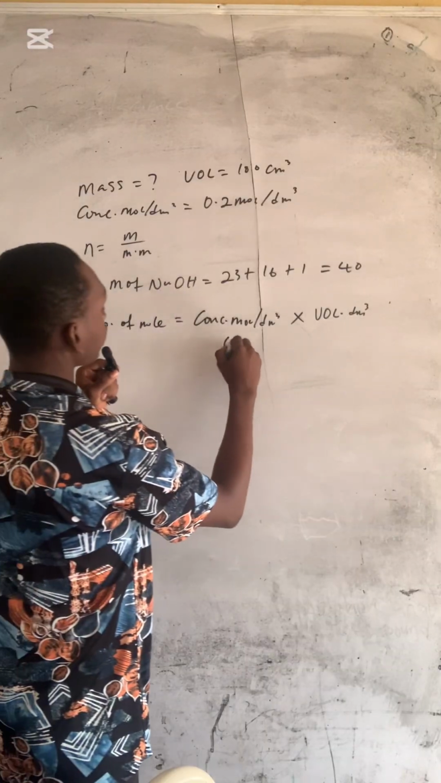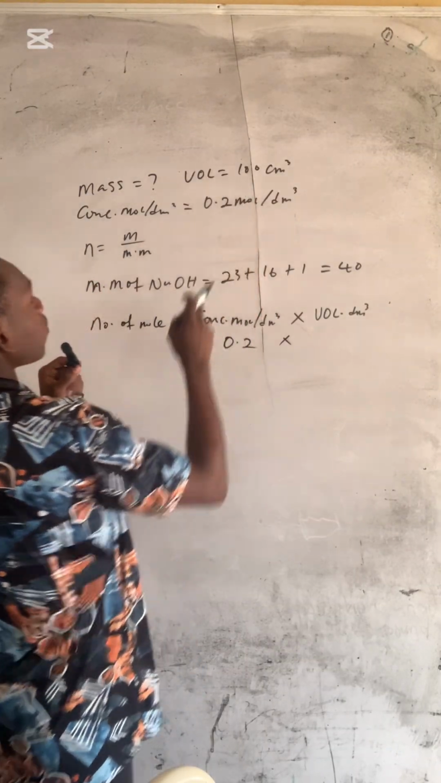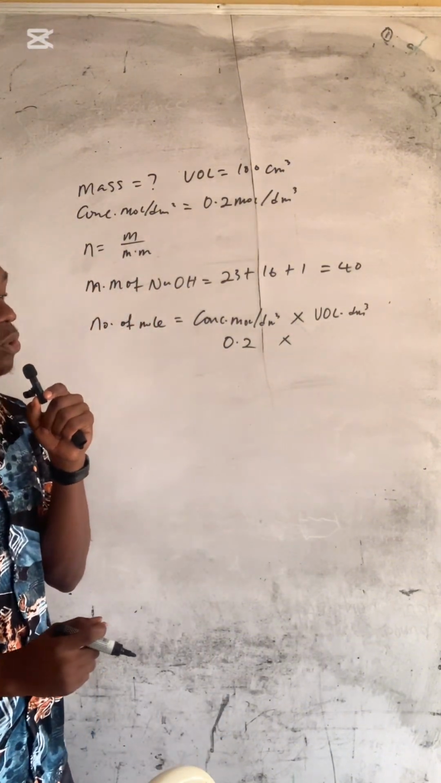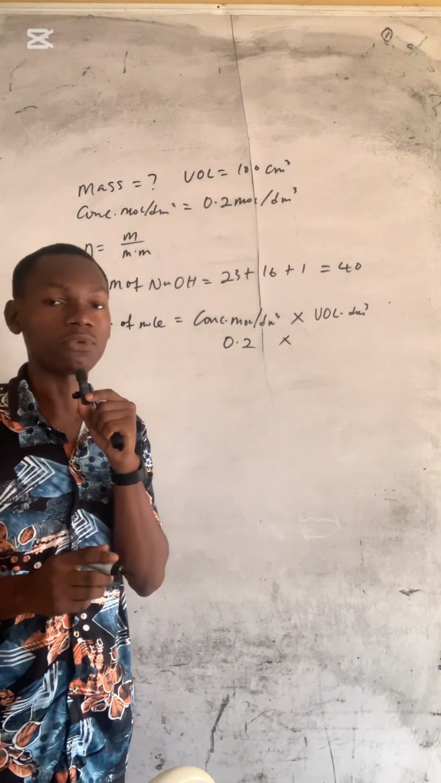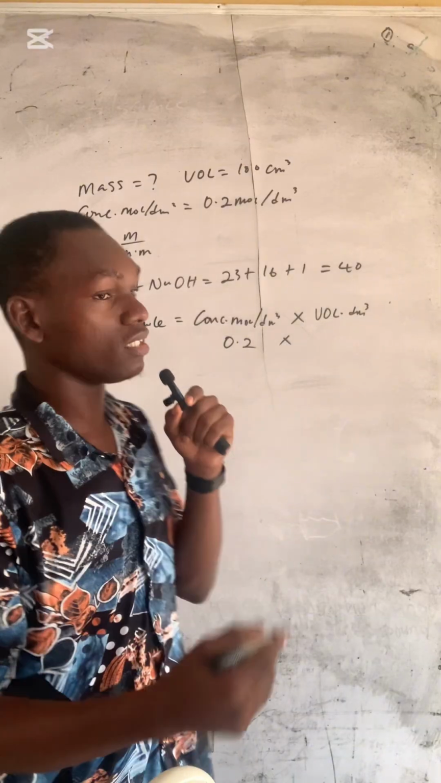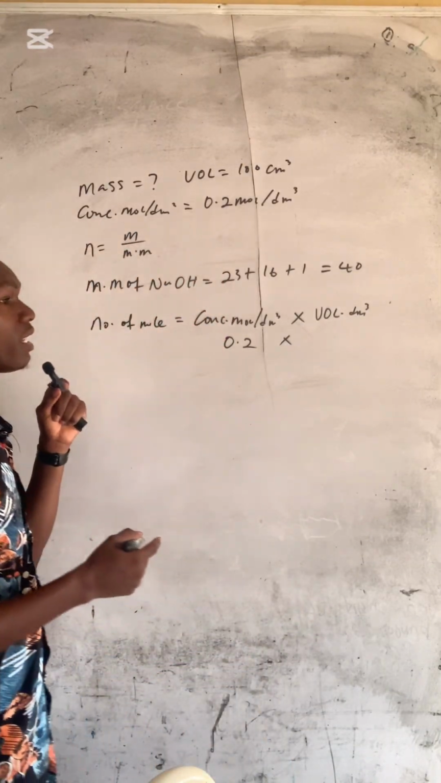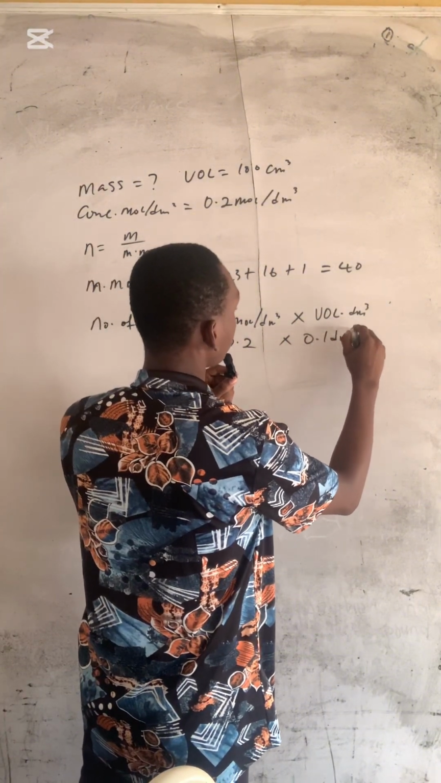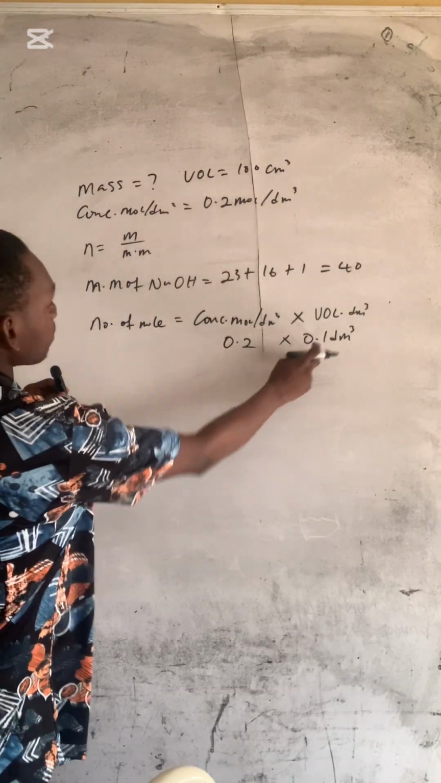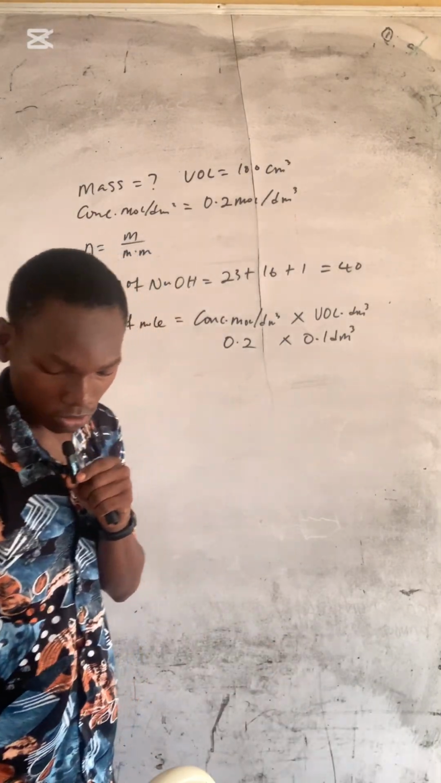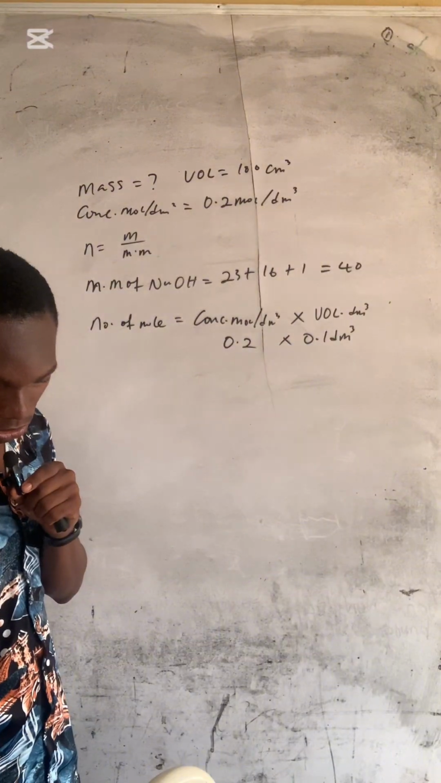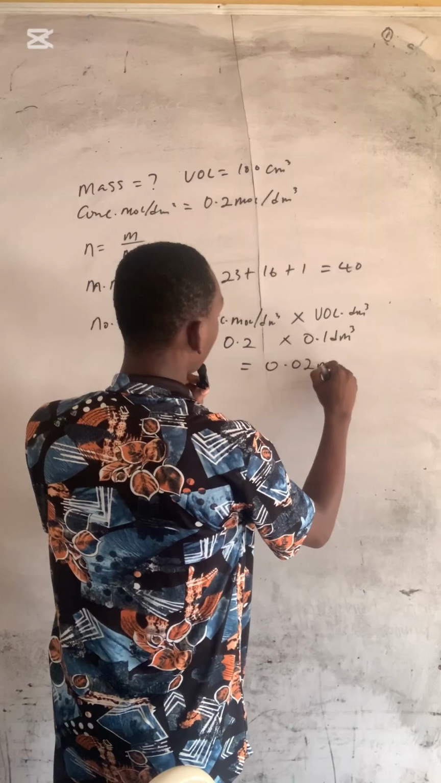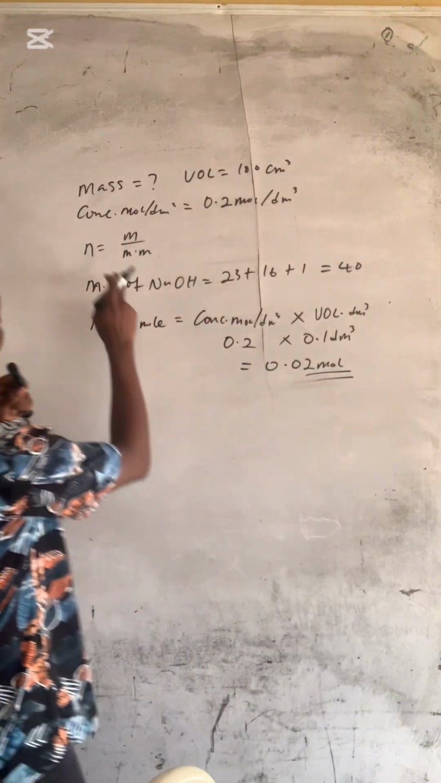Now let's simply do that. The concentration given to us is 0.2 times the volume given to us, which is 100 cm³, but this formula only accepts dm³, right? So in order for us to do that, we have to convert 100 cm³ to dm³. And how do we convert cm³ to dm³? We simply divide by 1000. So 100 divided by 1000 gives us 0.1 dm³. So concentration times volume in dm³, 0.1 times 0.2, that gives us 0.02. So this is the mole, and we've gotten the mole, right?